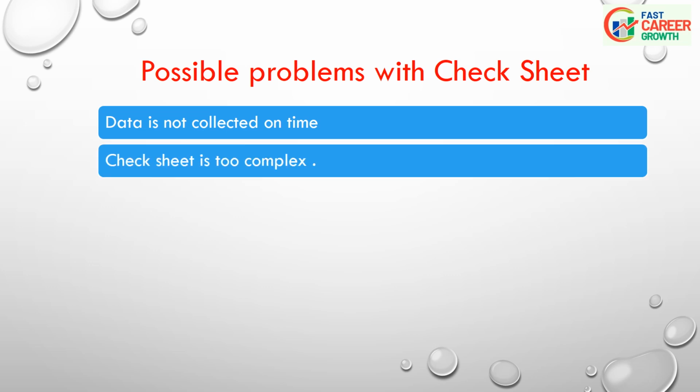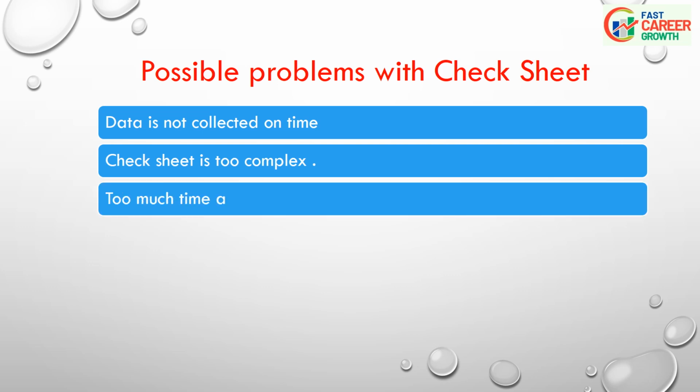If the check sheet is overly complex or difficult to use, it can lead to errors and reluctance among data collectors. Complicated check sheets may include too many fields, unclear instructions, or unnecessary details. To mitigate this problem, it's crucial to design user-friendly check sheets that are simple, intuitive, and focused on collecting essential data. Regular feedback from data collectors can help in refining the check sheet's design.